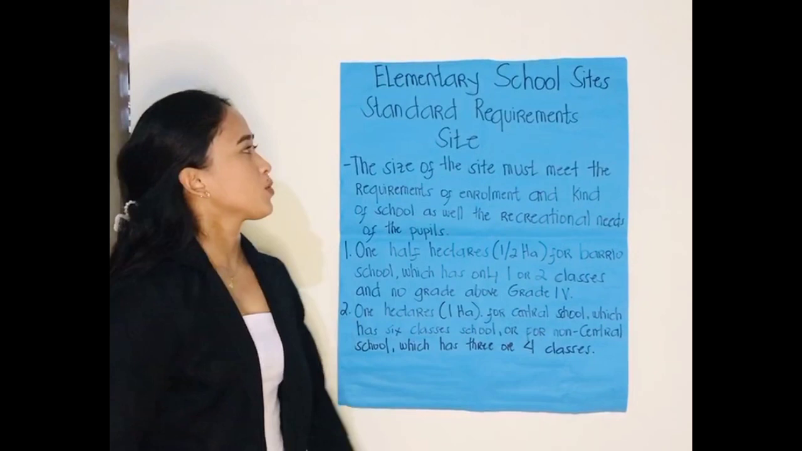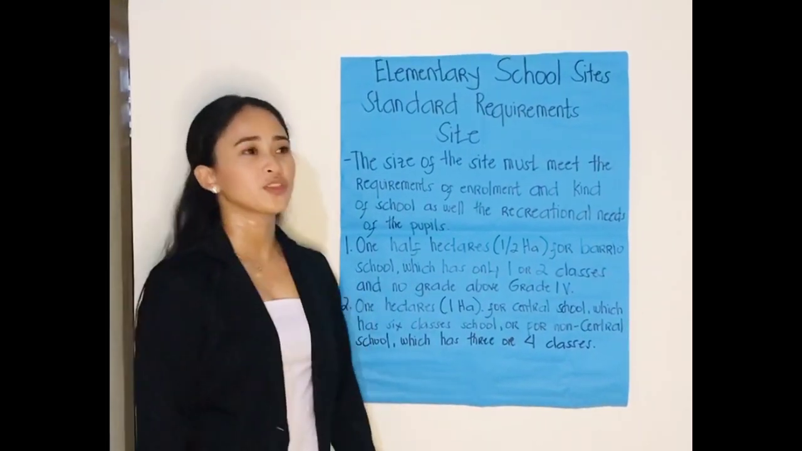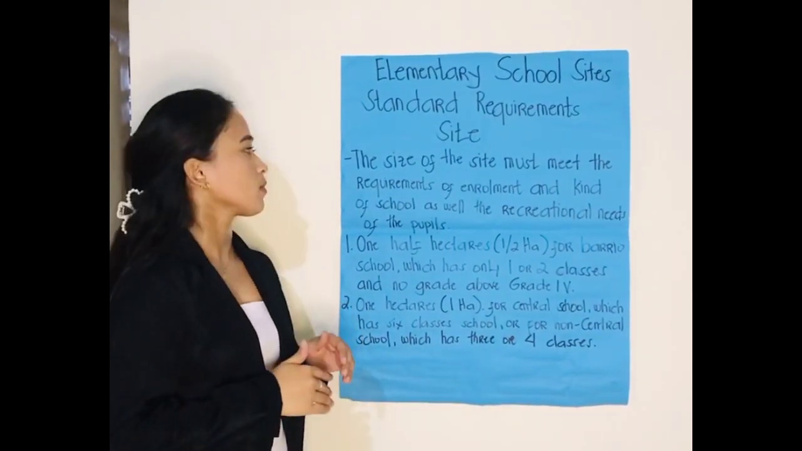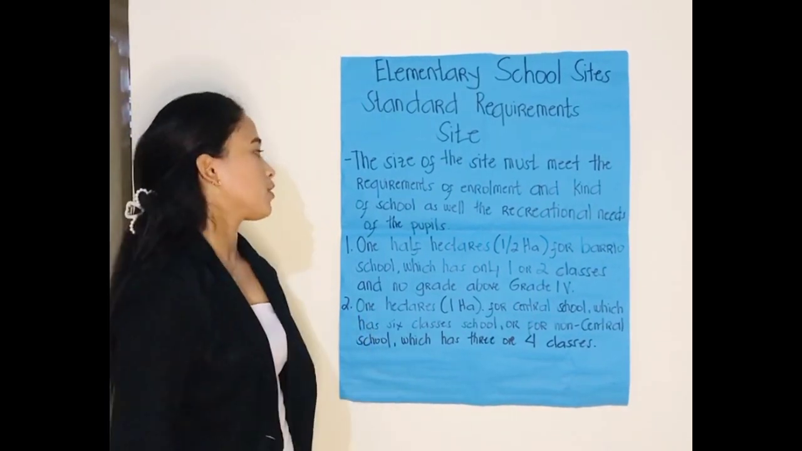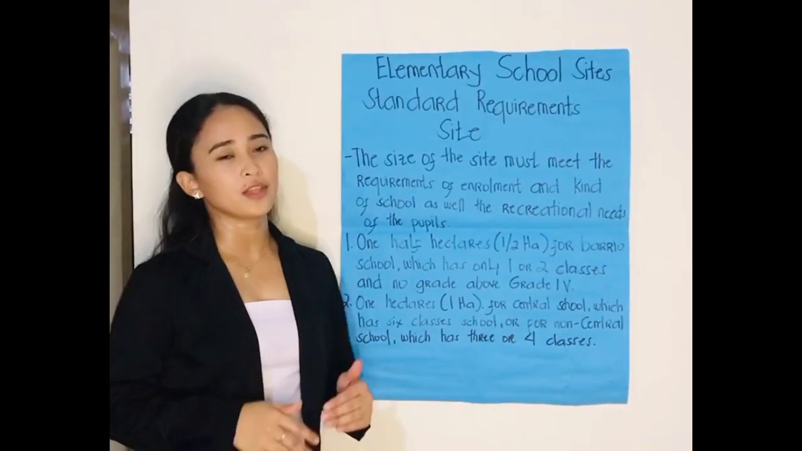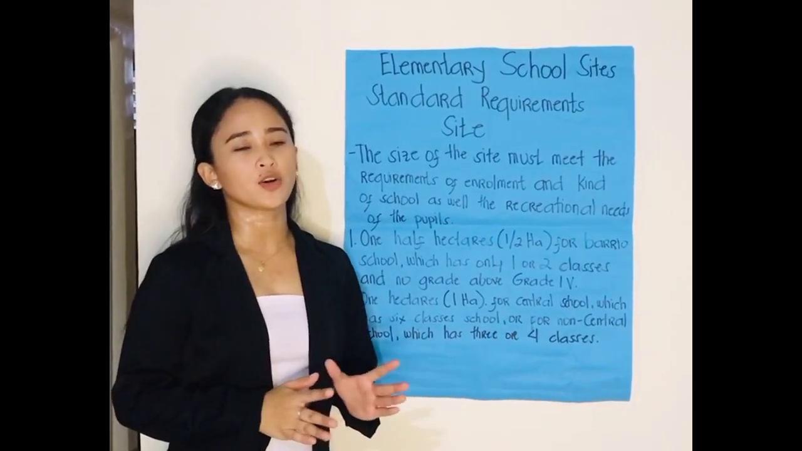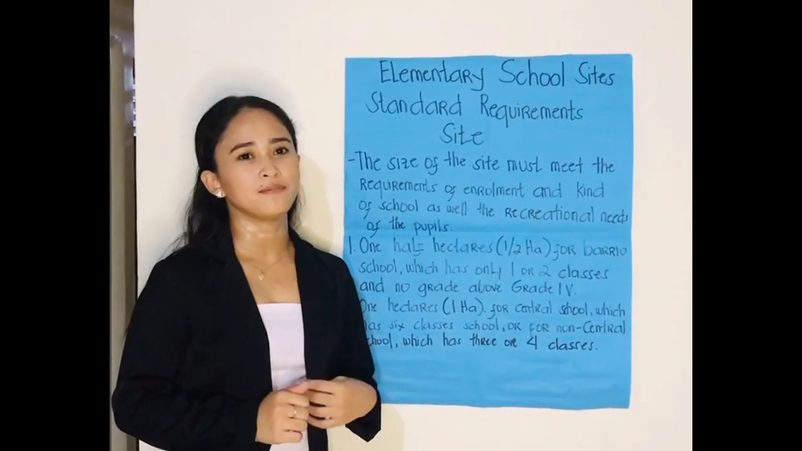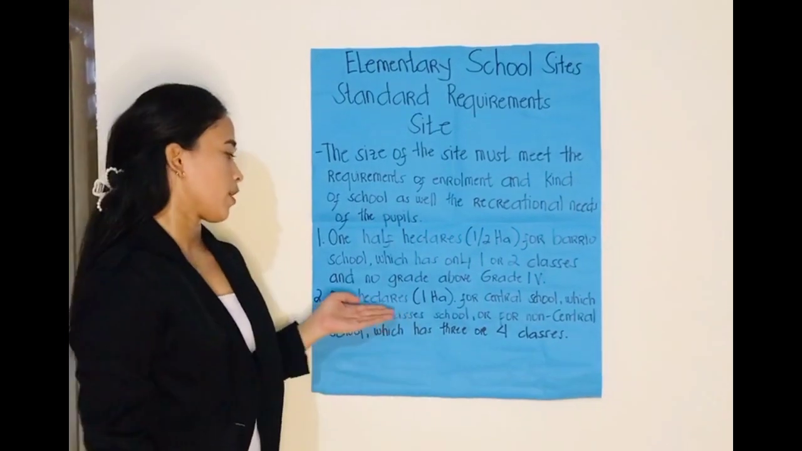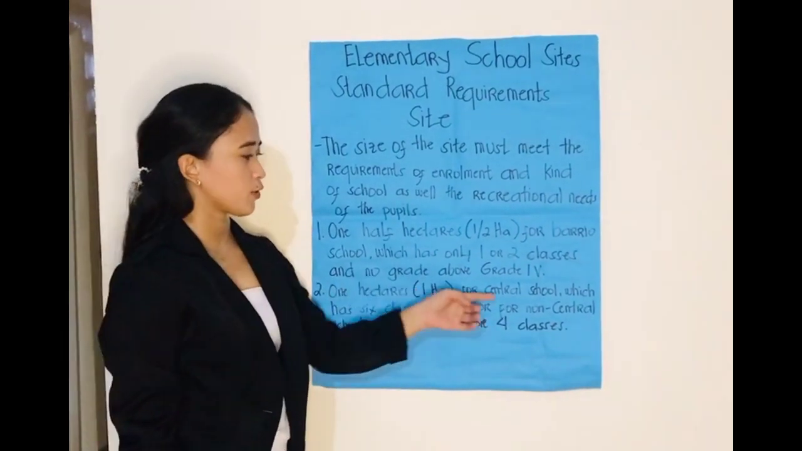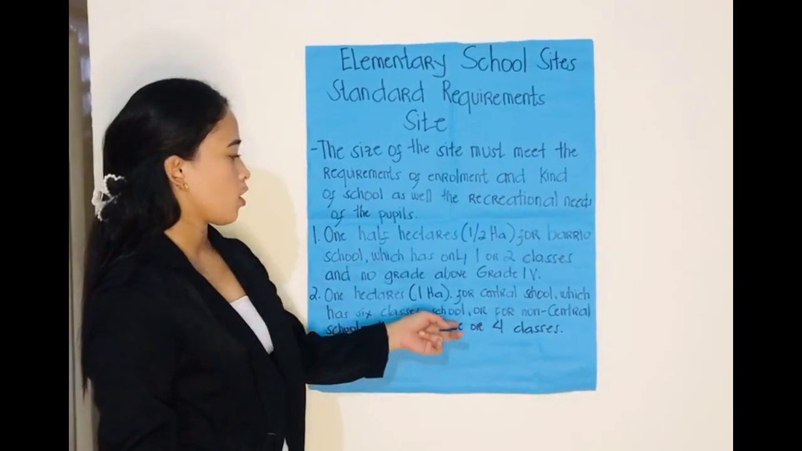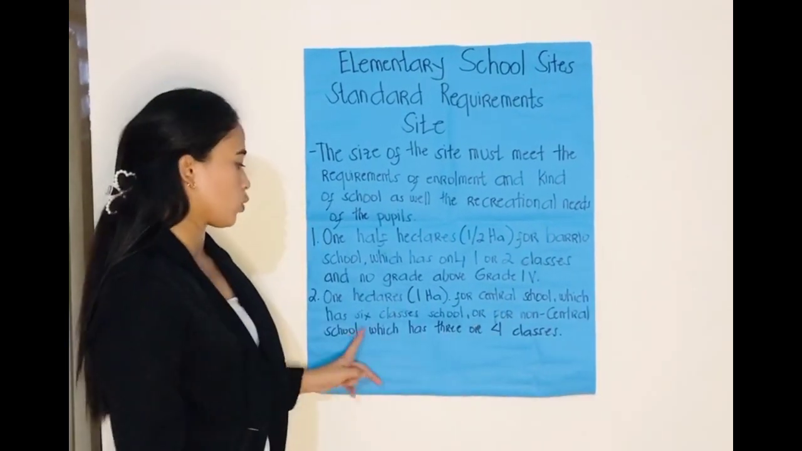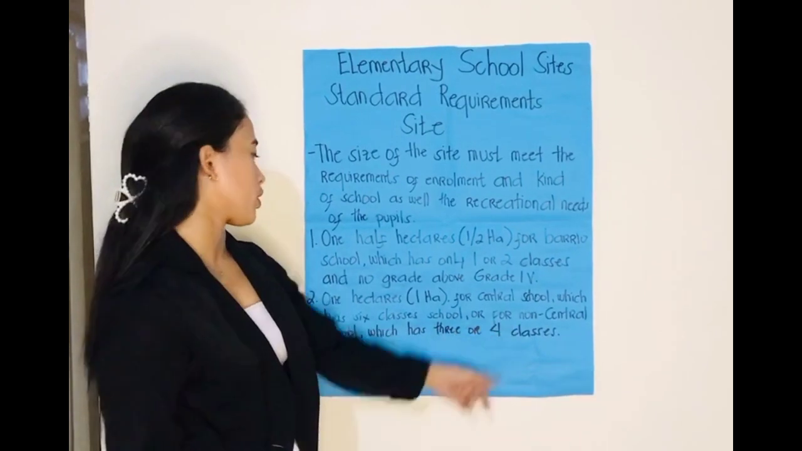So elementary school, there's a standard requirements na they must be met, of the enrollment of the school as well as the needs of the pupils or the students. So number 2, the 1 hectare for the central school, which has 6 classes, or for non-central school, which has 3 or 4 classes.